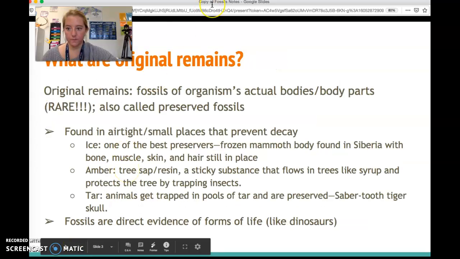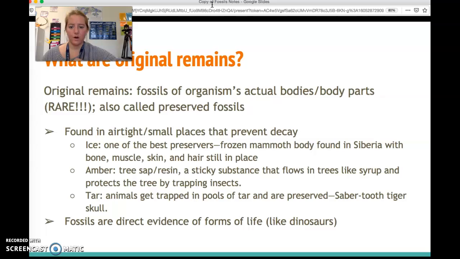Continuing on. So what are original remains? So this is part of our study. These are really rare. They're fossils of organisms, actual bodies or body parts. Really rare. They're also called preserved fossils.